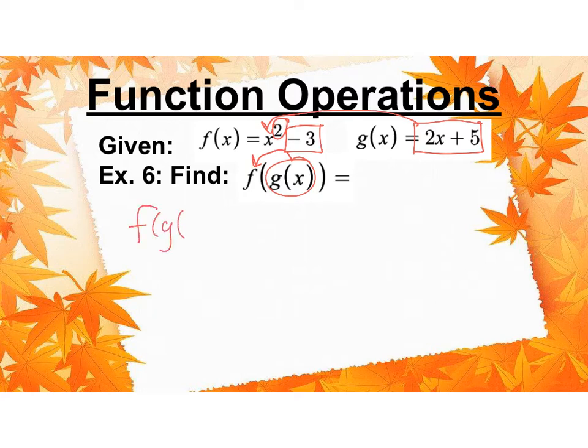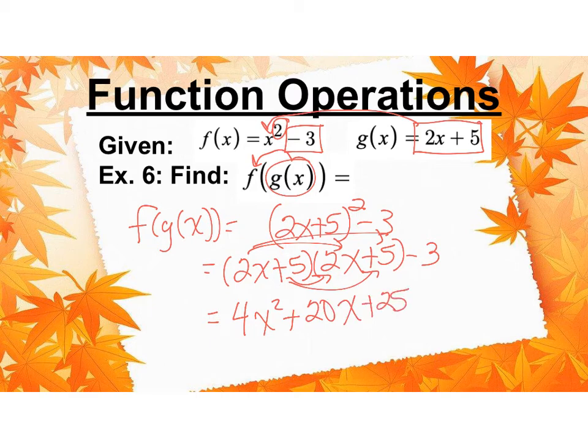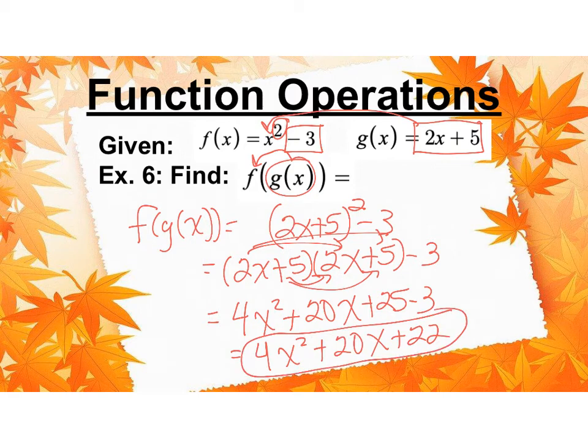So f of g of x is, I'm going to take my g and write it, plugged in in parentheses, squared, minus 3. And now we have to simplify. So I'm going to write out two sets of parentheses to show that I'm going to be multiplying. And I'm going to do my big distributive again. And I will simplify that as 4x squared minus 10x plus 10x, so plus 20x plus 25 minus 3. One more step: 4x squared plus 20x plus 22 would be the composition of f of g of x.